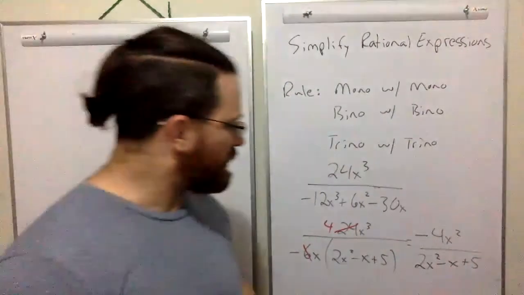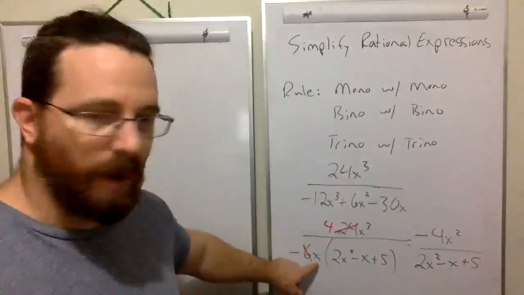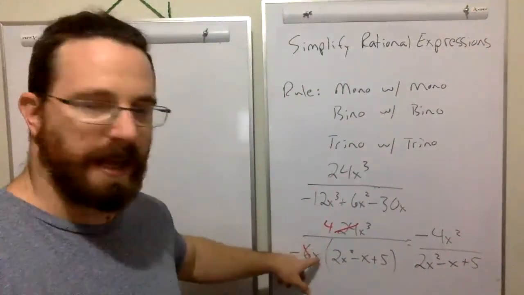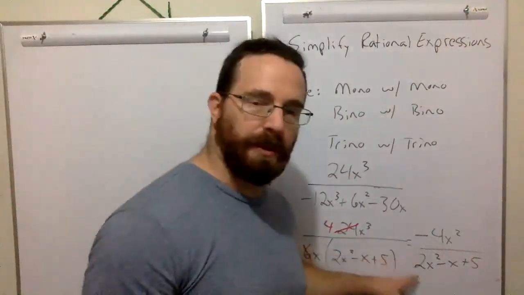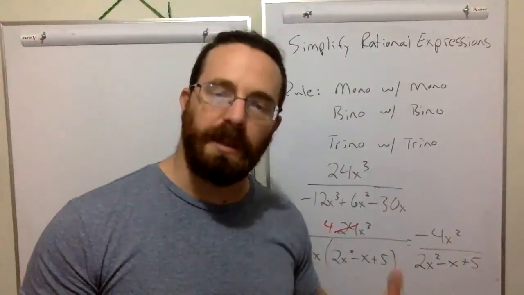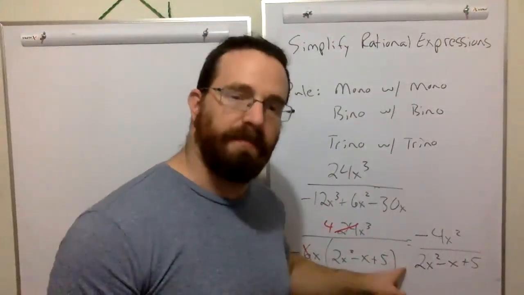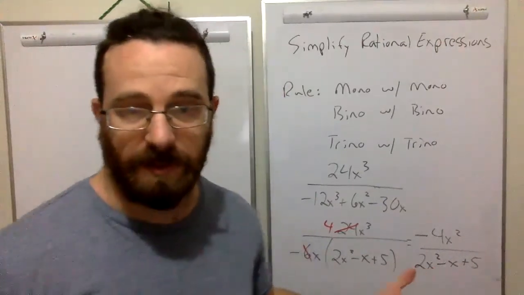And notice, as long as there's nothing being multiplied times this, because everything that was being multiplied canceled out, and I put that negative on top, therefore, it's not necessary to put the parentheses. It's not wrong if you do, you just don't need it. The only time you need parentheses is if something is being multiplied by it. If there's nothing multiplying, you can get rid of the parentheses.